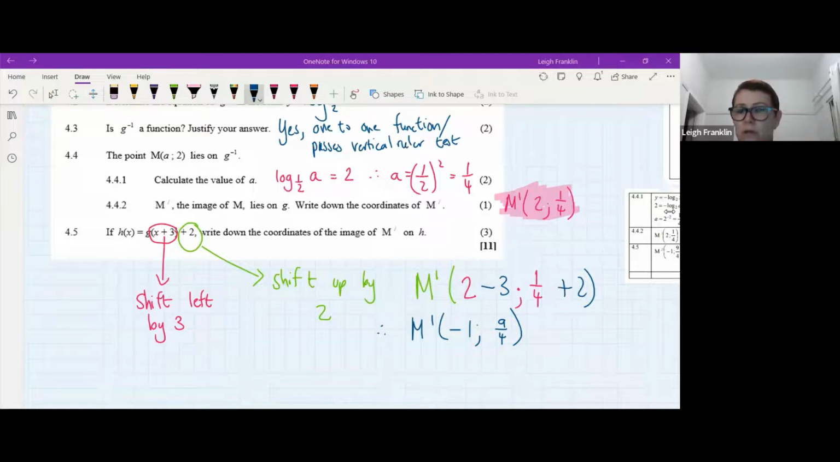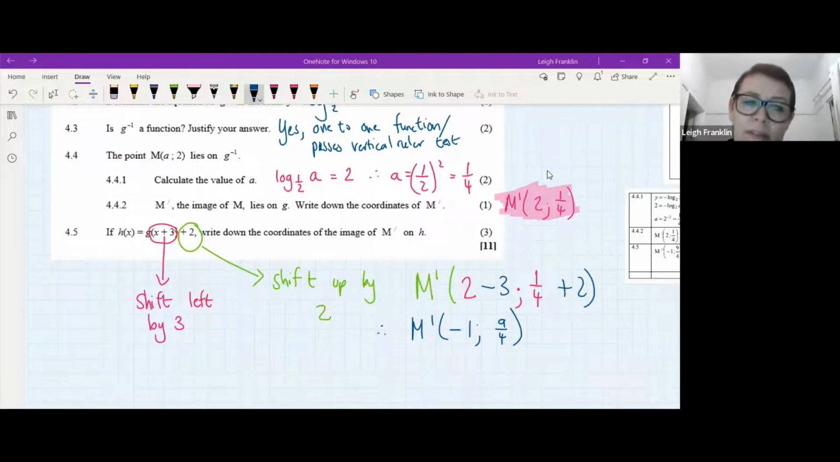Ma'am, I'm a bit confused about the x plus 3, because it says +3. Does it mean it goes to the positive side of the x-axis or the negative side? Because I thought that if you minus it, it goes to the negative side. Absolutely. This is one of the things about maths functions that confuses so many students when they go into grade 11 in matric, this whole idea about shifting left or right.